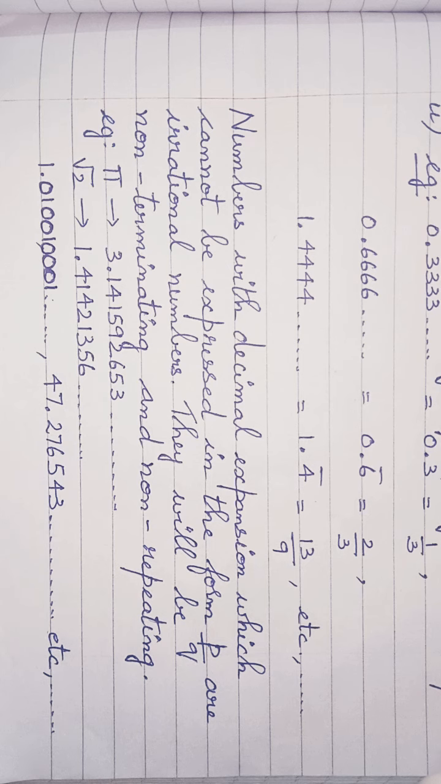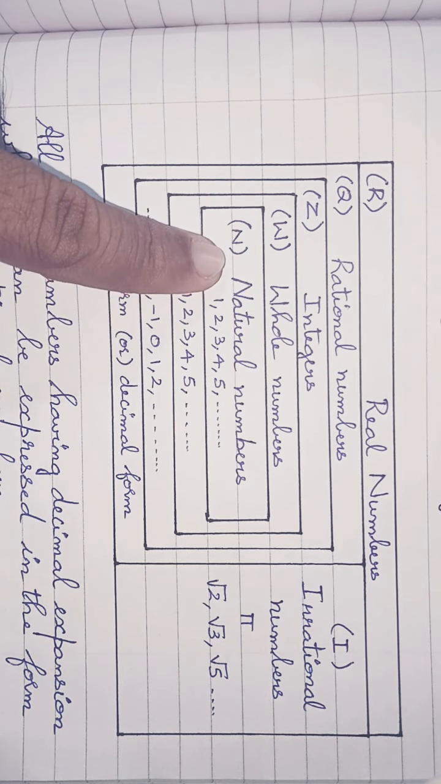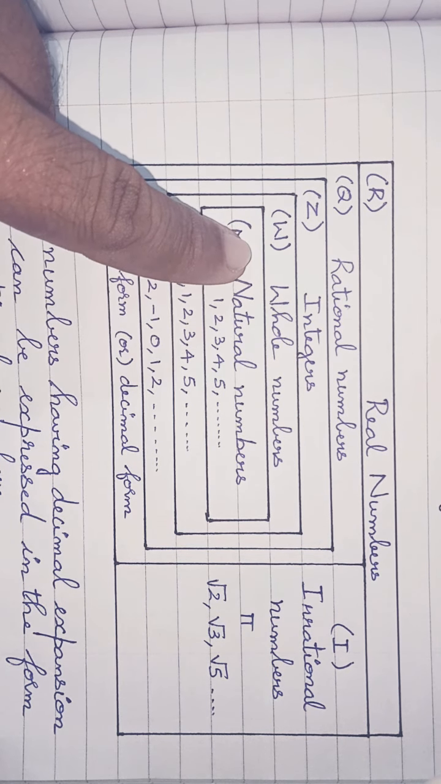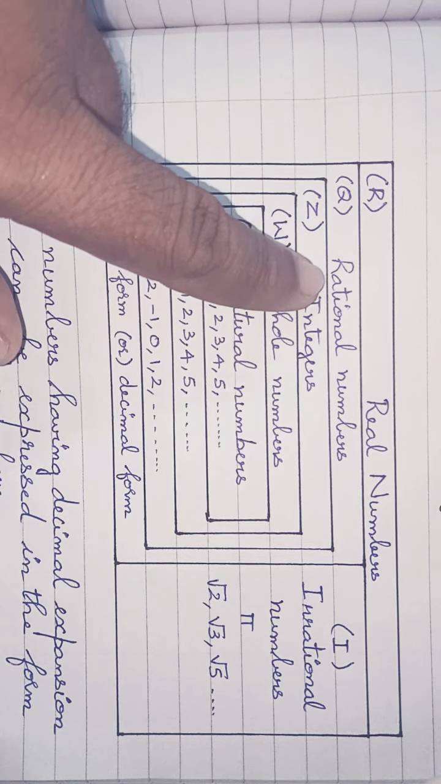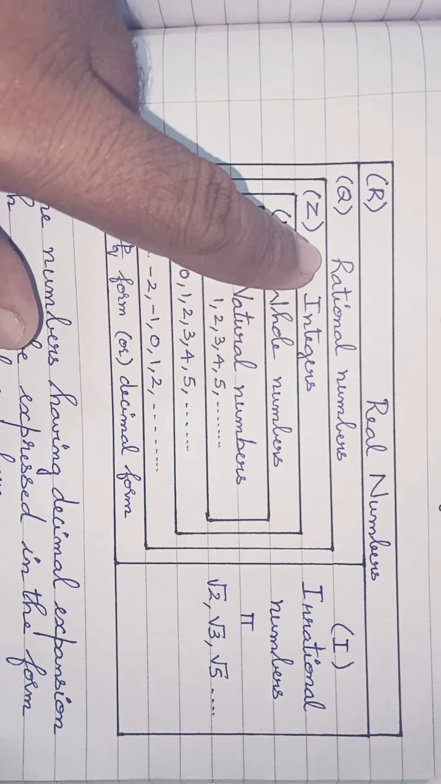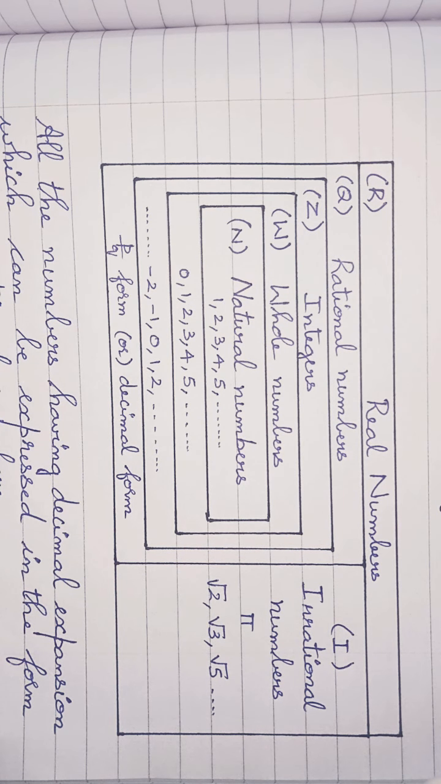Rational numbers and irrational numbers put together form the real numbers, and the real numbers are denoted by the symbol R. All the natural numbers are part of whole numbers, and all the whole numbers and natural numbers are part of integers, and all the integers, that is natural numbers, whole numbers and negative numbers, together constitute the rational numbers. So all the rational numbers along with the irrational numbers will form the real number system.